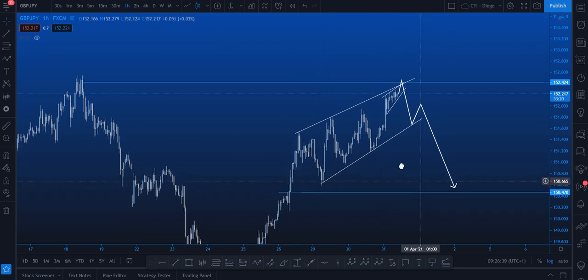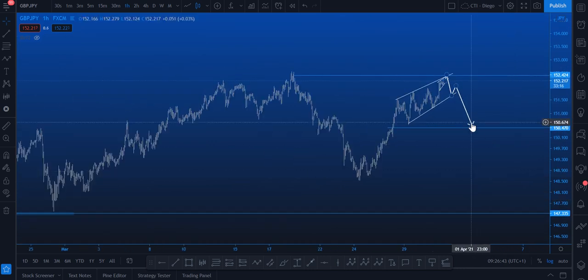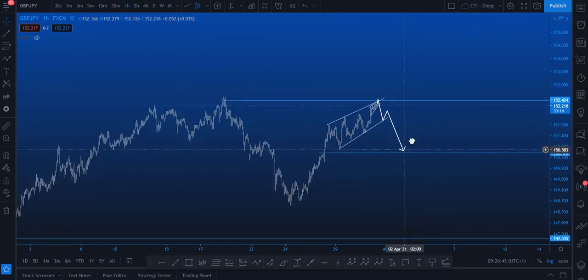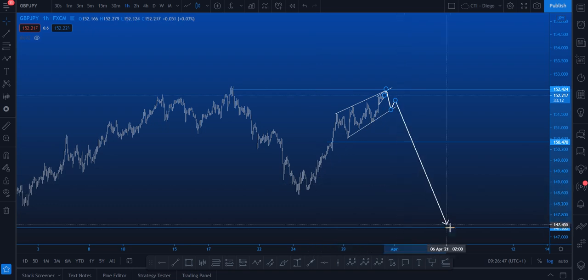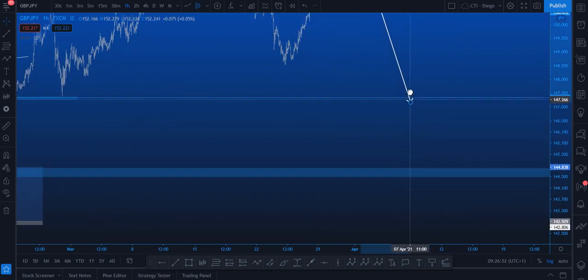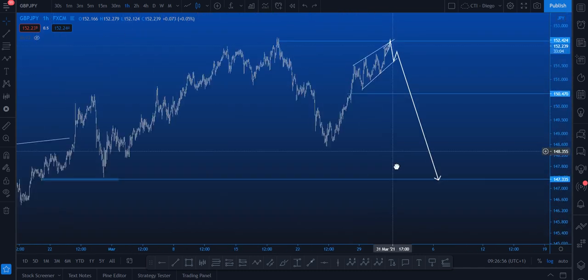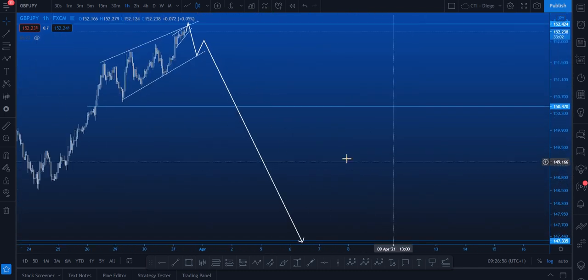Once I bank 80% of the position, I'll be looking to throw my stop loss and my 20% position run in to take out these lows, go to this level of liquidity, and so on to every single take profit until I get stopped out. So that's the game plan for pound yen.